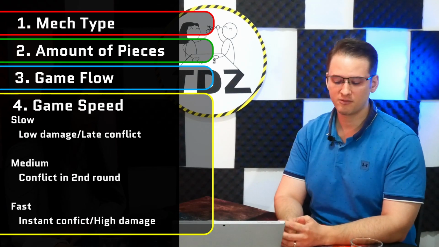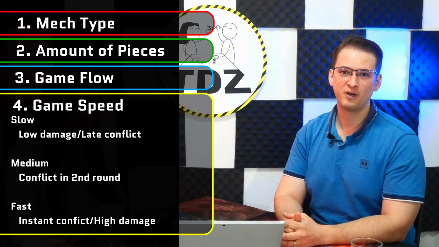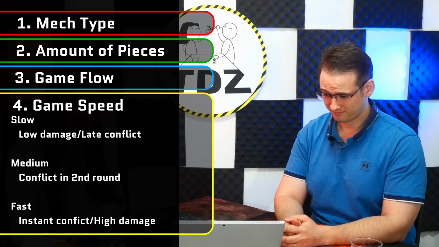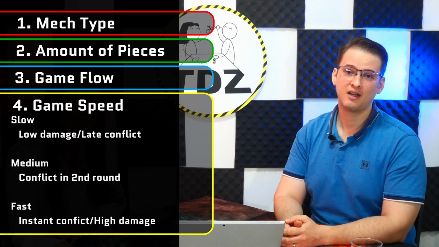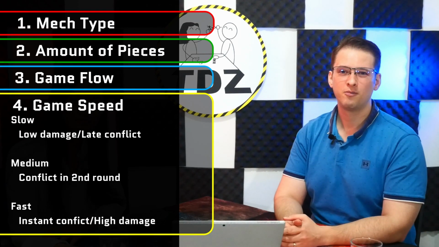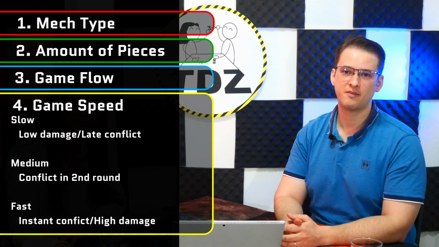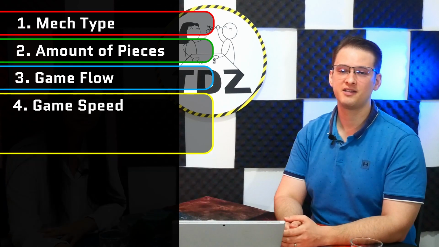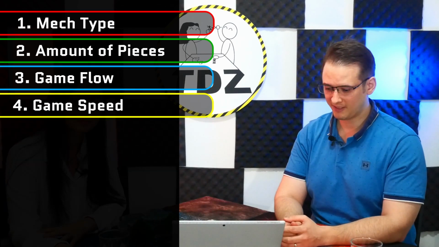And then there's fast, which is pretty much the unrelenting non-stop action, where you can really expect a high damage output, and here typically from round 1 onwards pretty much every mech can have something to shoot at, and these games typically also end quite quickly.